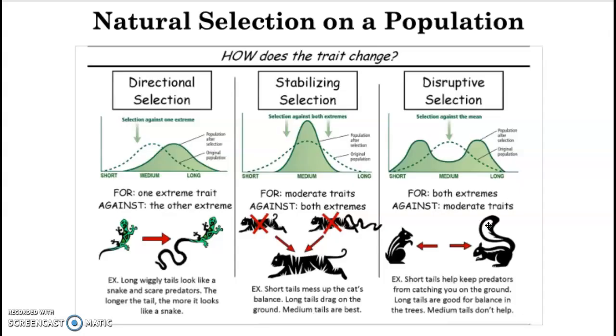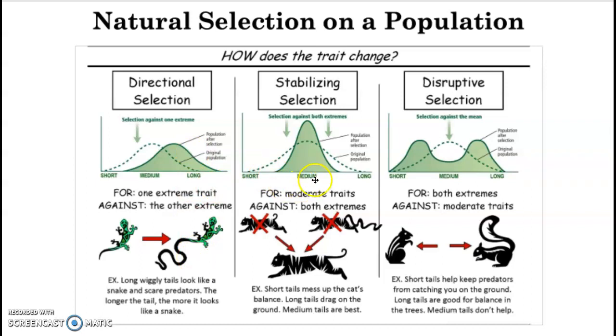So how does natural selection select a trait in a population? There are 3 different ways it can occur. One is directional. So instead of this gecko having a short tail, a medium, or a long tail, it would select for an extreme. So it would select towards all of the organisms having a longer tail.